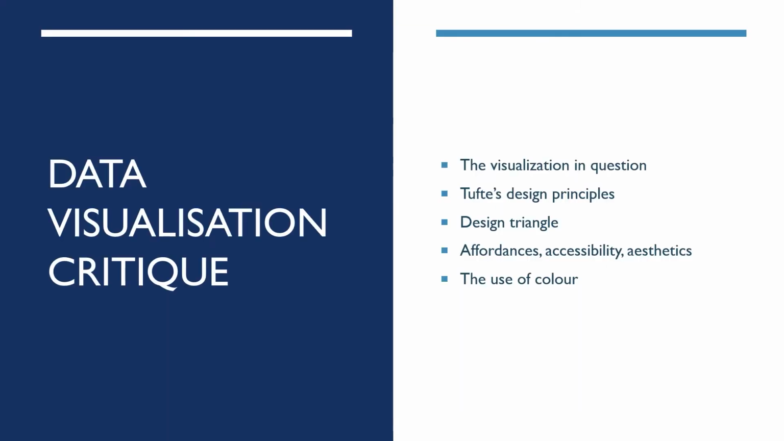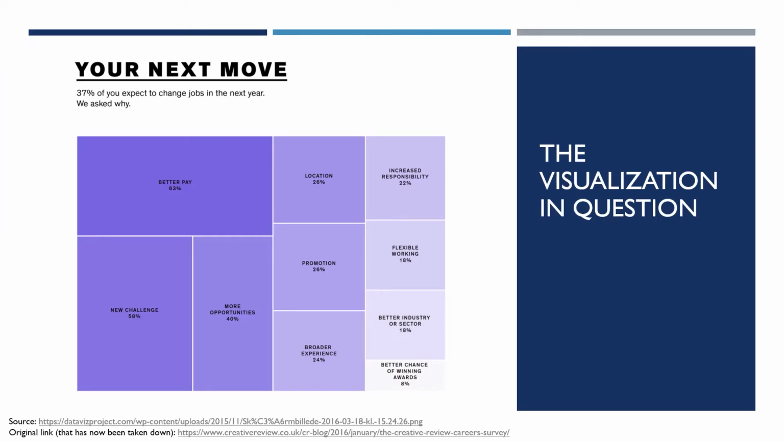Over the next 5 minutes we will be looking at the good and bad of our visualization in question. We will then proceed into discussing the tough design principles, the design triangle, a few concepts of great design, and lastly the use of color in the visualization. The visualization we will discuss today is a tree map originally created by the Creative Review blog in the UK. The original link is now locked behind a sign up page, however a mirror can be found at datavizproject.com.